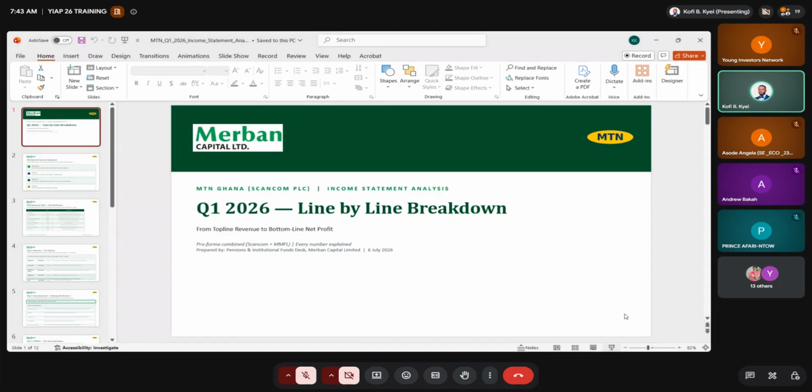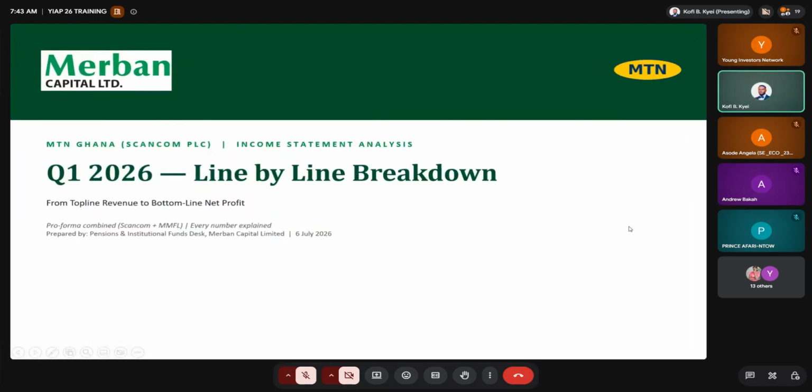So let me put it on full screen so that we all see. Now, this is the Q1 report for MTN Ghana. We've picked the line by line breakdown of the items within the statement, from the top line, which is called the revenue, to the bottom line, which is the net profit.